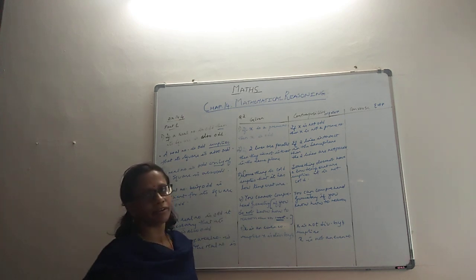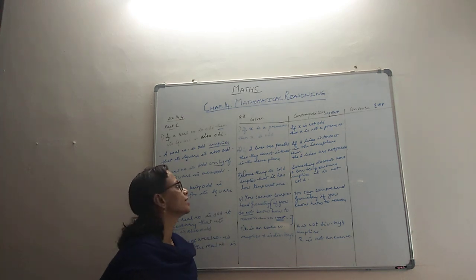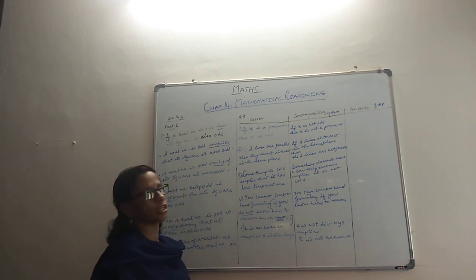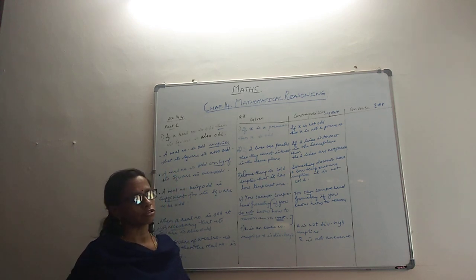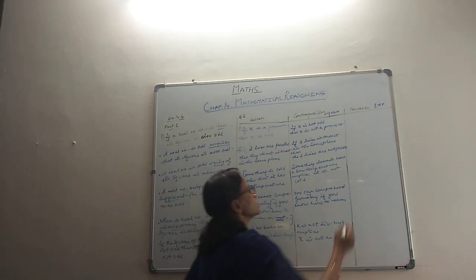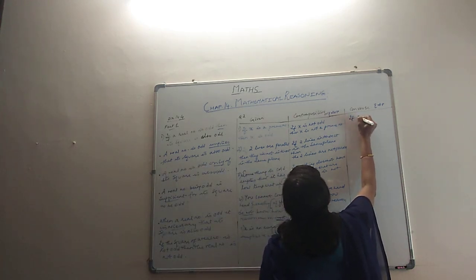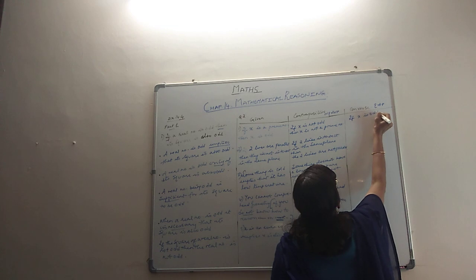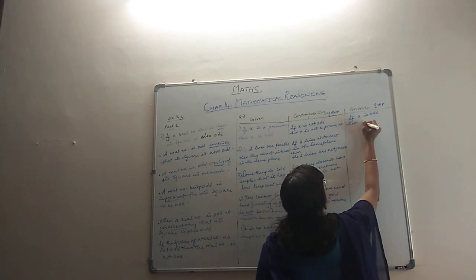Now we are going to the converse. Converse is here, right? So if x is a prime number, then x is odd. Just the opposite: if x is odd, then x is a prime number, isn't it?